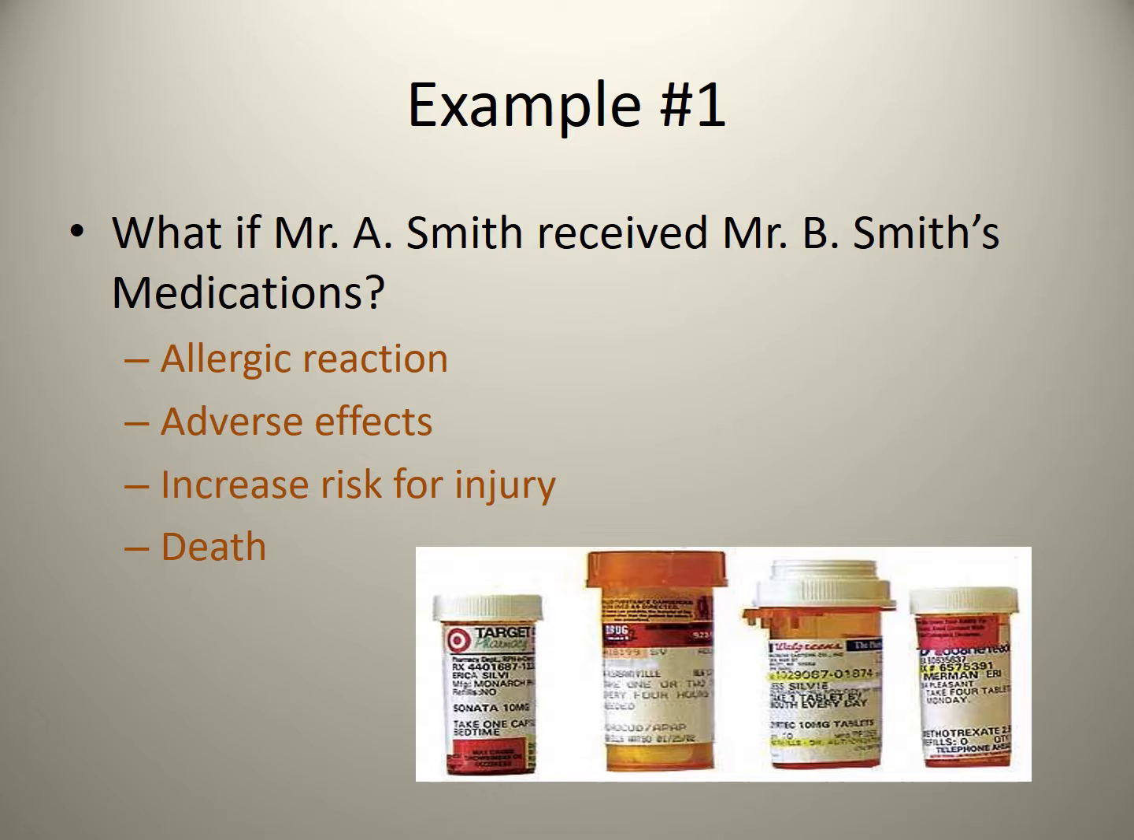If Mr. B was on insulin, a diabetic, and Mr. A wasn't a diabetic, receiving someone else's insulin, when you're not even a diabetic, will result in a quick drop in blood sugar levels. It could lead to shock or even death.